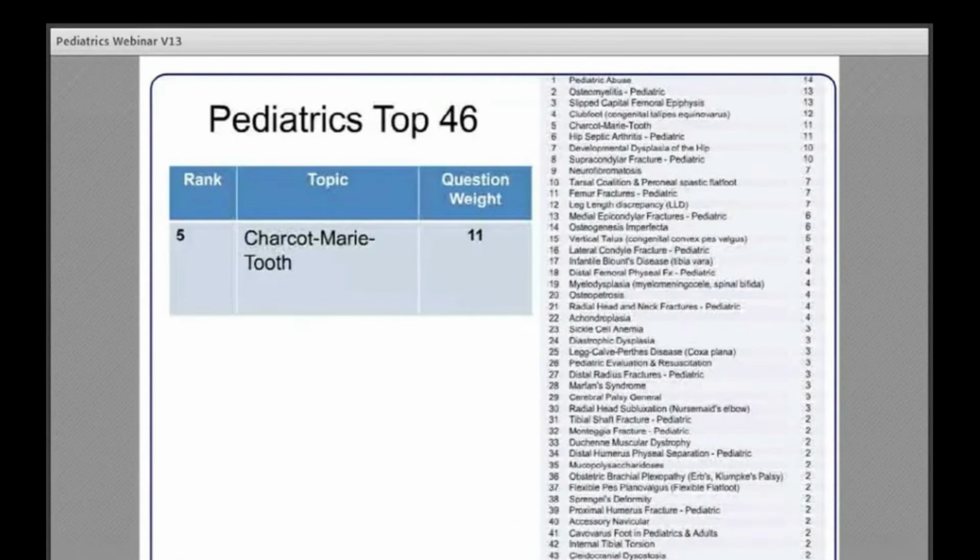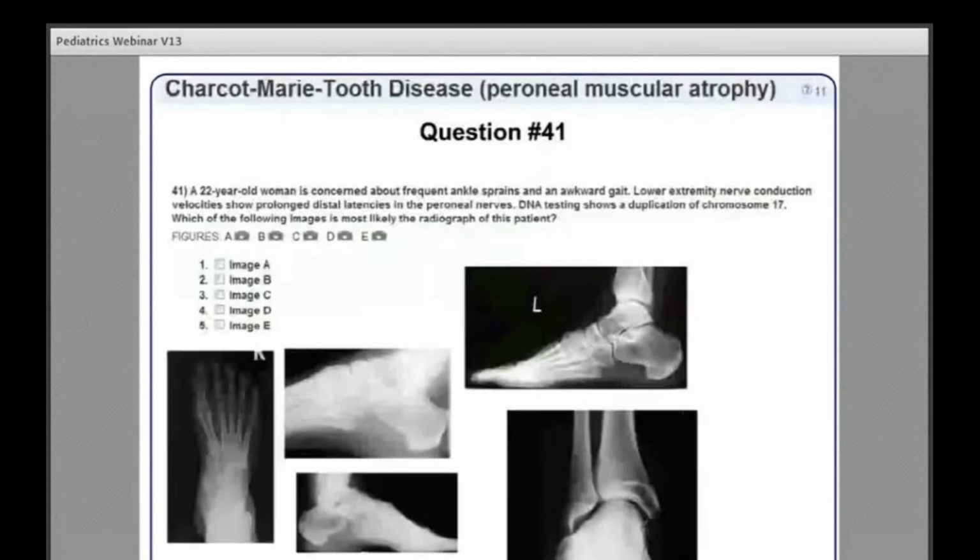Charcot-Marie-Tooth. A 22-year-old woman is concerned about frequent ankle sprains and an awkward gait. Lower extremity nerve conduction velocities show prolonged distal latencies in the peroneal nerves. DNA testing shows a duplication of chromosome 17. Which of the following images is most likely the radiograph of this patient?